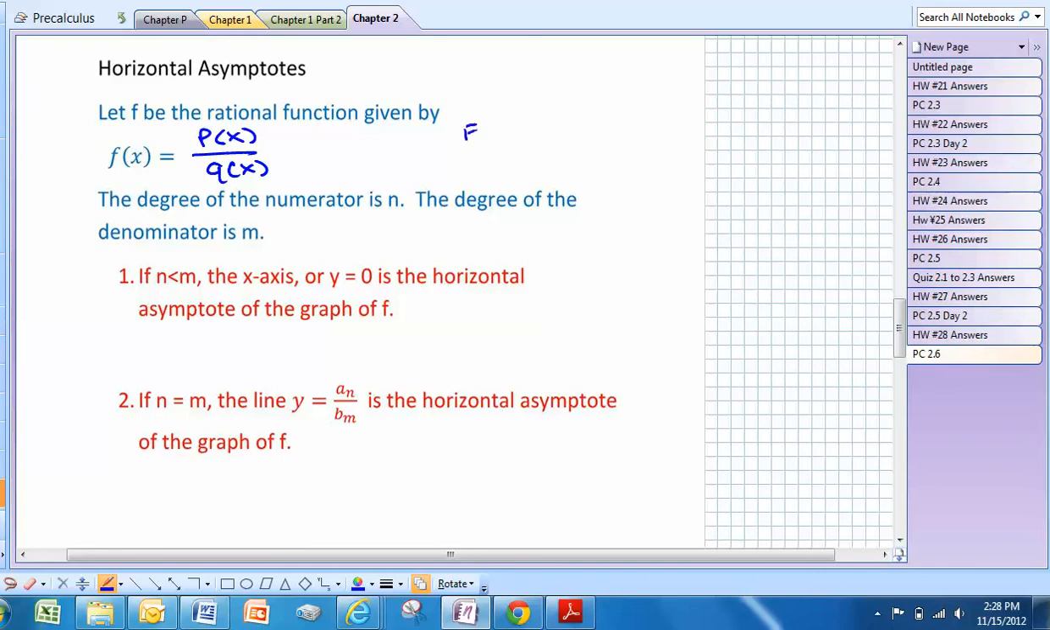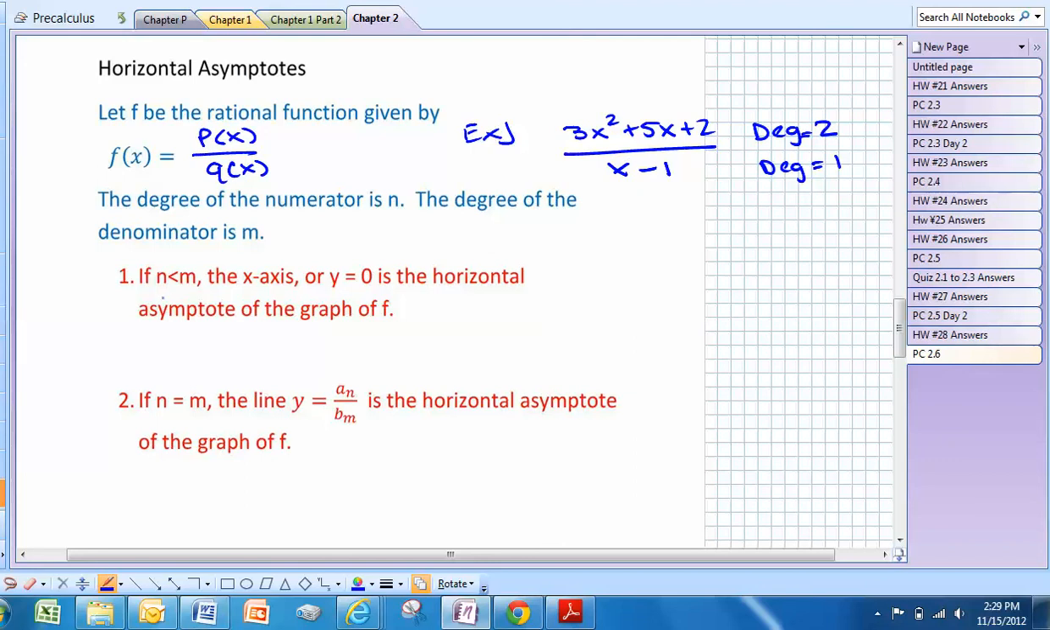So for example, if I had 3x squared plus 5x plus 2 over x minus 1, the degree of the top, or the numerator, would be 2, and the degree of the denominator would be 1. Because remember, degree is the highest power of x. So horizontal asymptotes are based upon the degree of the numerator and denominator, and you compare them.